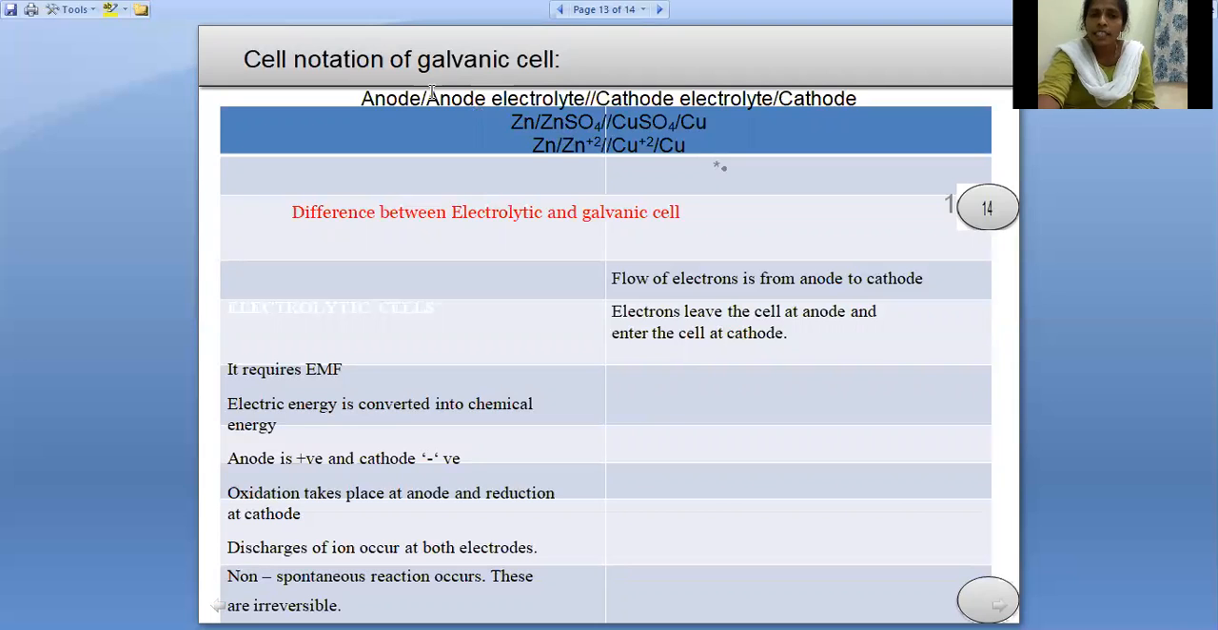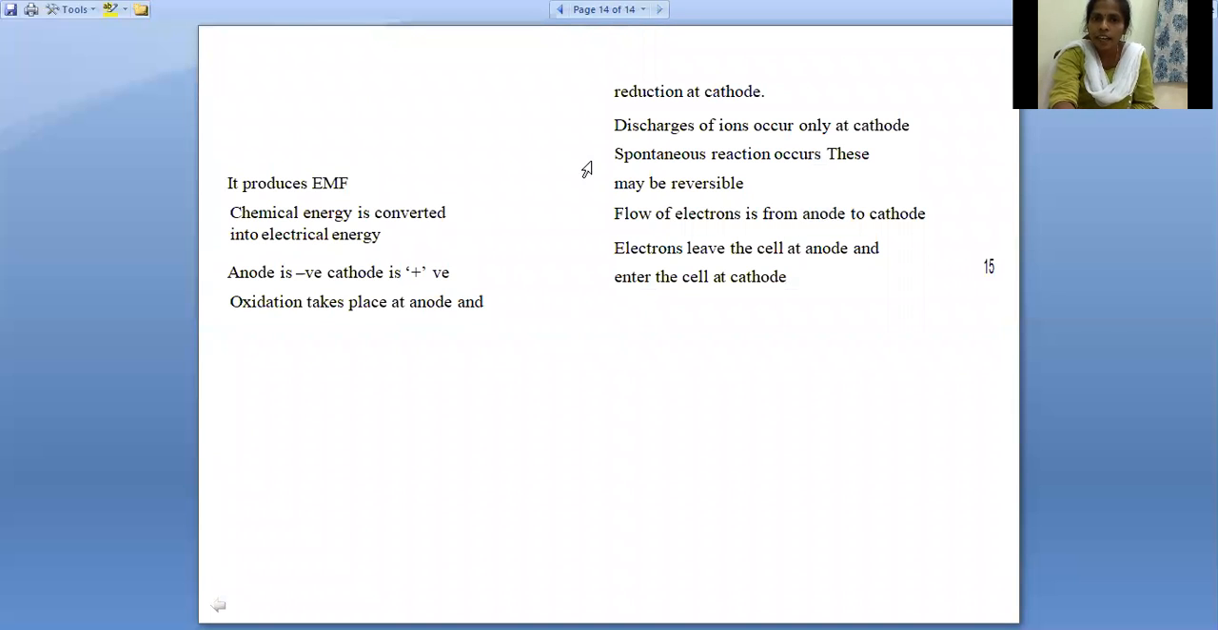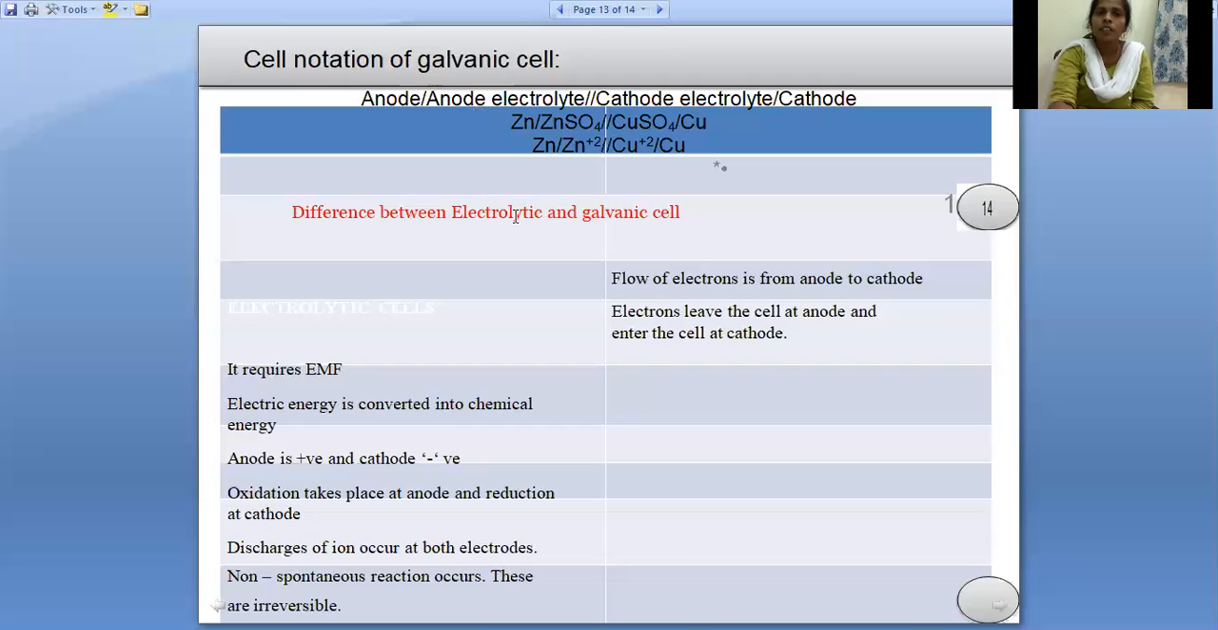So now let us see the last topic in today's session: the differences between the electrolytic cell and the galvanic cell. In this slide we have the electrolytic cell, and in the next one we have the galvanic cell. So you tell me what the differences are. In the electrolytic cell, electrical energy converts to chemical energy. In the galvanic cell, chemical energy converts to electrical energy.